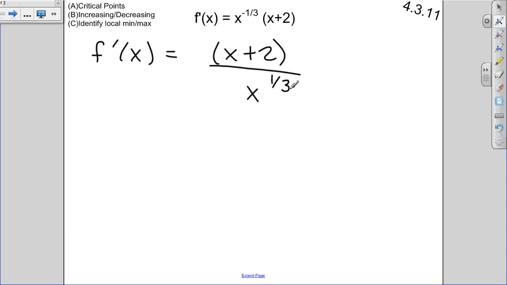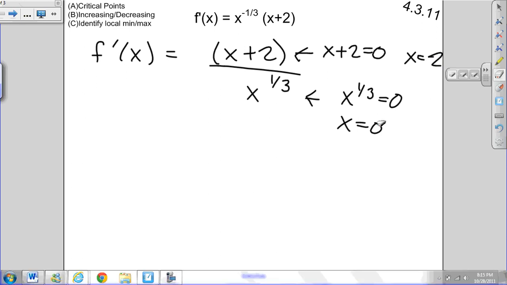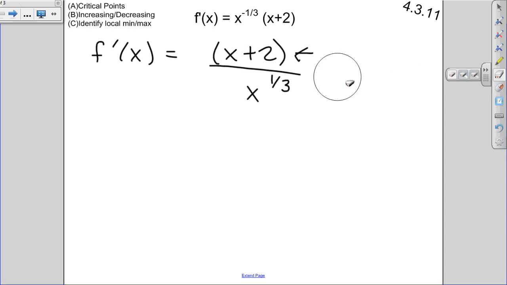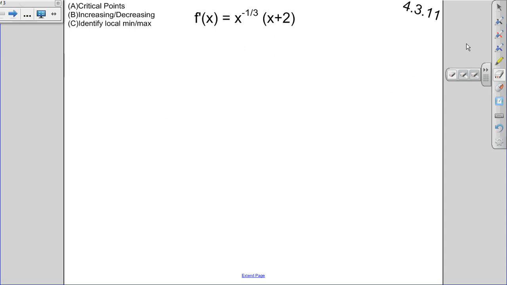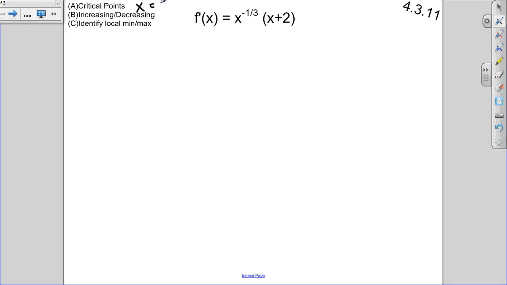So now it's pretty easy to see that our function is going to be undefined when x to the 1/3 equals 0, which happens when x equals 0, and our function is going to equal 0 when x plus 2 equals 0, which happens when x equals negative 2. So now we know simply that our critical points occur at 0 and negative 2. So we have x equals 0, x equals negative 2.